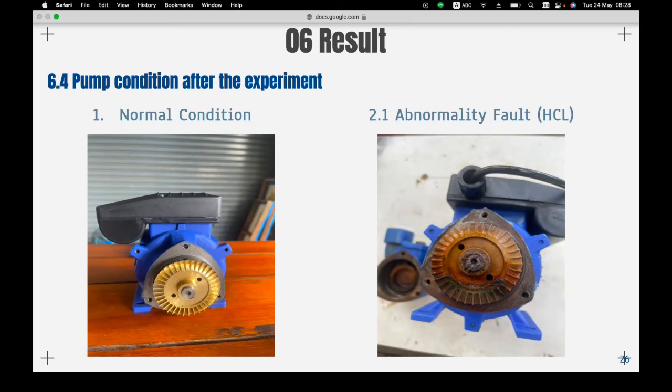In this part, we'll show the pump condition after it has been disassembled to view the changing condition by comparing with the normal condition of the pump, mainly visualized from the pump impeller. Starting from the right figure is the pump condition after the hydrochloric acid test. It appears that there was corrosion of the impeller during the experiment.